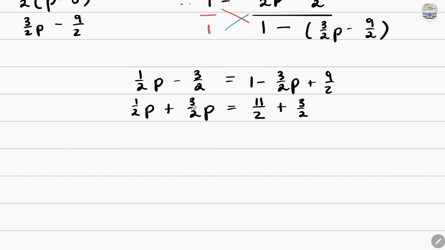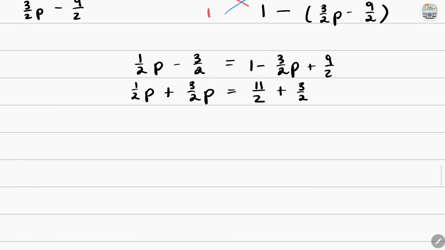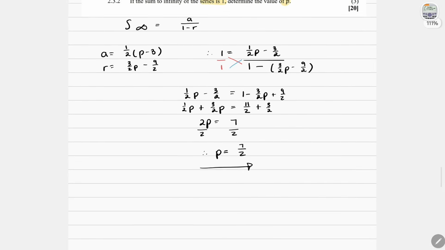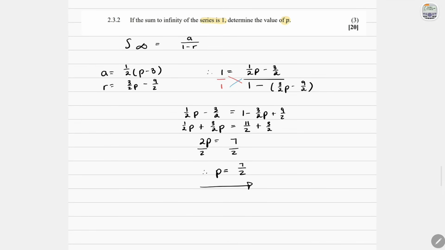So 1 over 2 plus 3 over 2 gives us 2, because it's 4 over 2. So that's 2p is equal to 11 plus 3, which is 14. 14 divided by 2 is 7. And finally, when we divide both sides by 2, p is finally equal to 7 over 2. And that is our answer. Okay, and that is it for question 2.